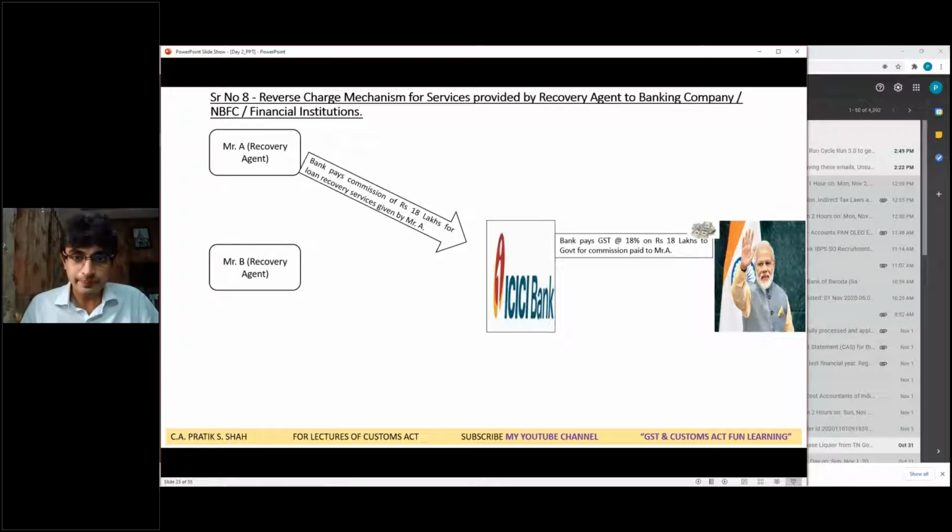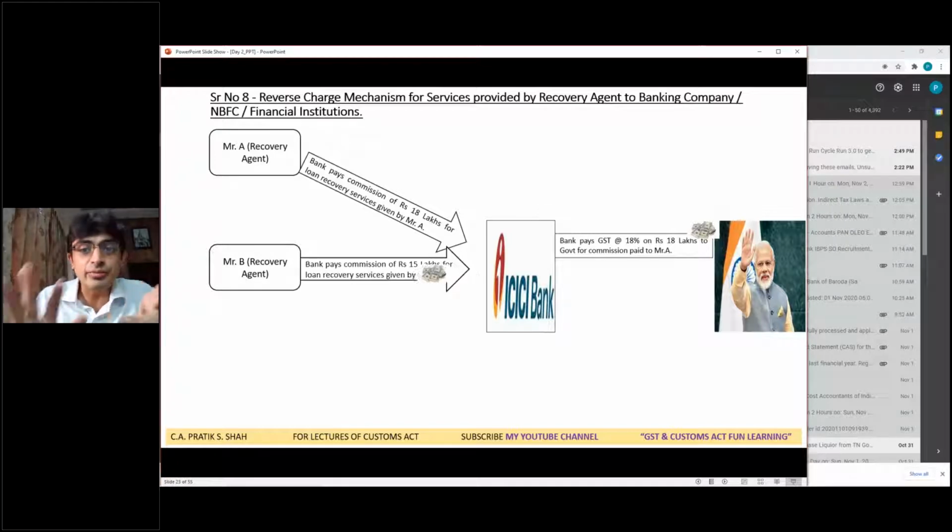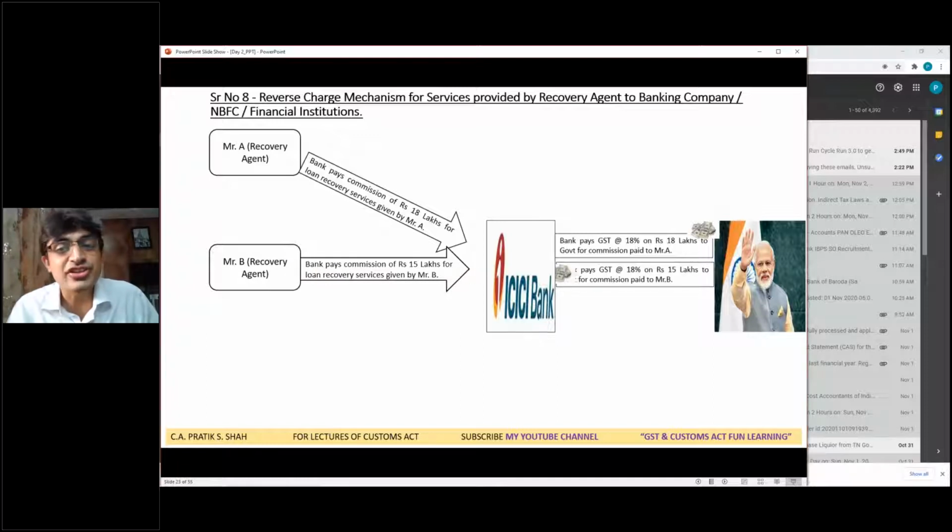Similarly, Mr. B is also a recovery agent. He also brought that loan recovery from all of you and gave it to the bank. So Mr. B is a supplier, ICICI is a receiver. For that, ICICI paid a commission of 15 lakh. On this 15 lakh, the bank shall pay GST under reverse charge mechanism. Clear? Okay, so this is how you need to understand why reverse charge is introduced. There are lakhs of suppliers, but only a few receivers.